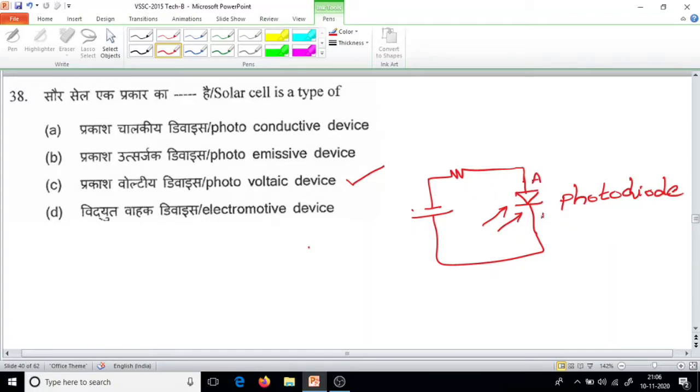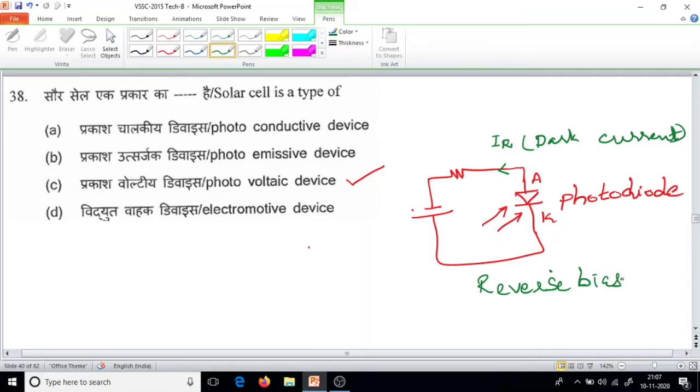See, this is the anode of the photodiode, this is the cathode of the photodiode. Anode I have connected to the negative of the battery. The cathode I have connected to the positive of the battery. Whenever there is no light, a current flows through this. That is the reverse current, or this current is known as dark current. This photodiode is used only in reverse biased condition.